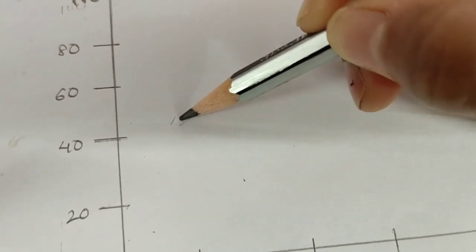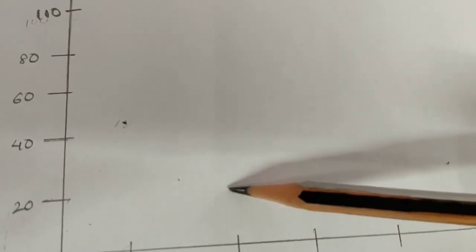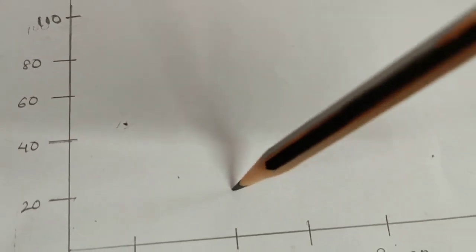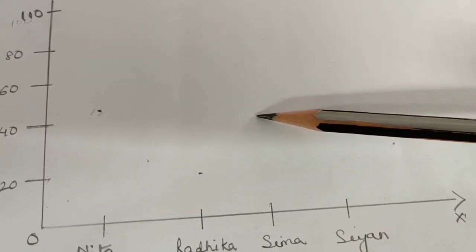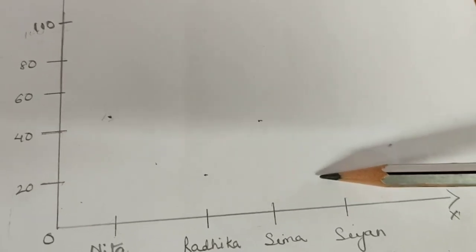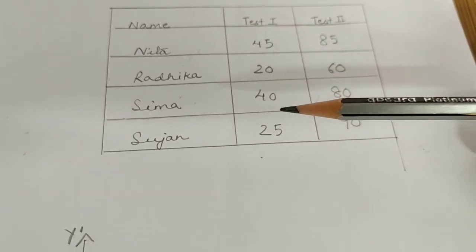45 must be here. Then Radhika, she got 20, so 20 must be here. Then Seema, she got 40 marks in test 1. This will be 40 here. Then Sujan, she got 25 marks. This is 20, so 25 must be here. Now you see 45, 20, 40, 25.